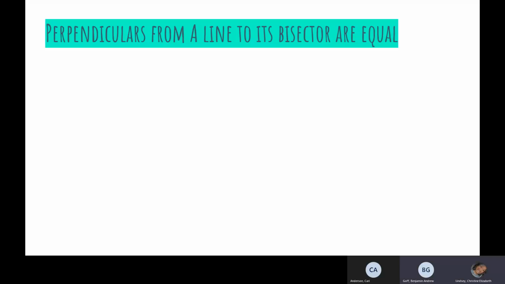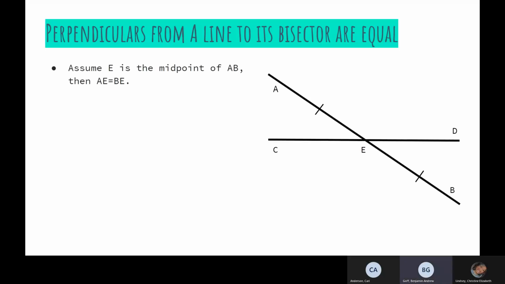So now we're going to show that perpendiculars from a line to its bisector must be equal. So let's have two lines intersect, lines AB and CD, such that CD bisects AB. In other words, the intersection point E is halfway between A and B. So AE equals EB.